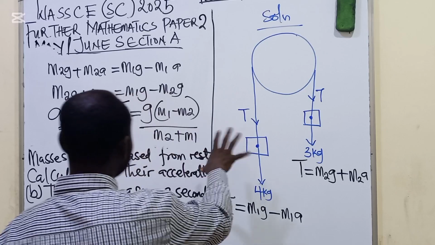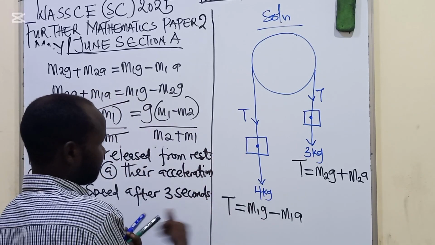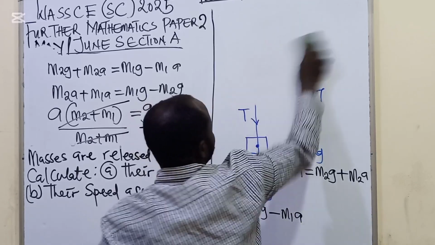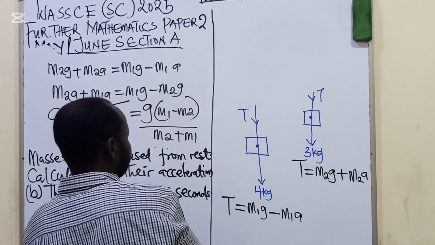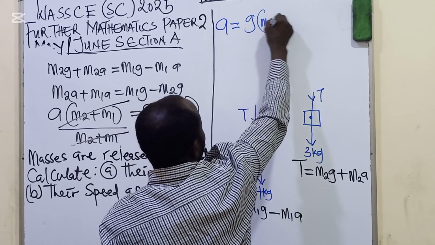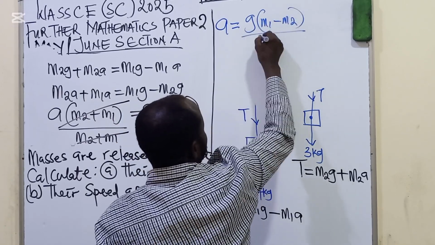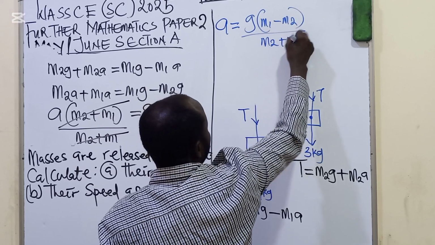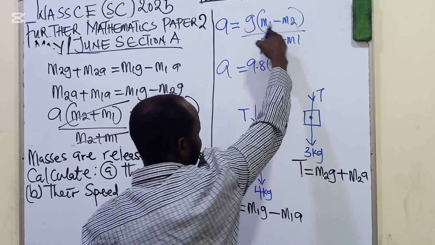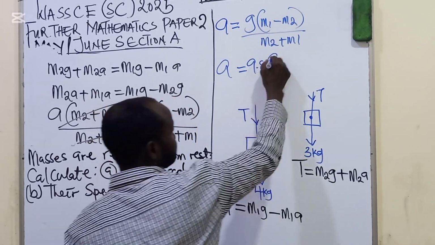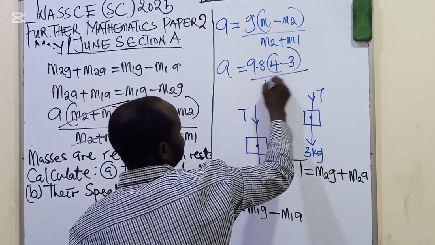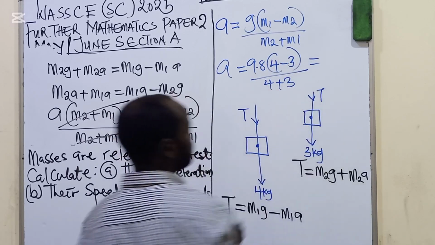Let me remove this pulley so that we can have enough space for our substitution. But before we do that, let me just remove a small part of the pulley. Our acceleration a now will be g into (m1 minus m2) divided by (m2 plus m1). The acceleration a now will be our g, which is 9.8, into m1, that will be 4 kg, minus m2, which is 3 kg, divided by 4 plus 3. What will be the solution?